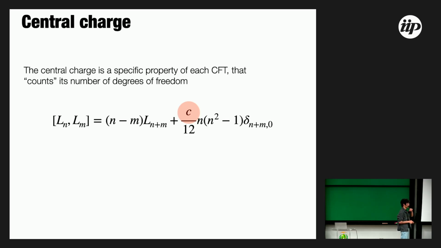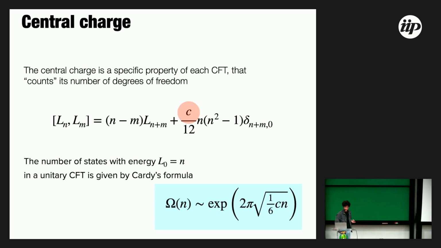Or you can have many CFTs. Some describe the phase transition of the Ising model. Some describe polymers. Some describe string, the world sheet of a string. The difference between them, at the level of this algebra of the symmetry, of conformal symmetry, is this number here. It changes from CFT to CFT, and it kind of counts the number of degrees of freedom of the CFT. If the CFT has a lot of degrees of freedom, this number adds up.